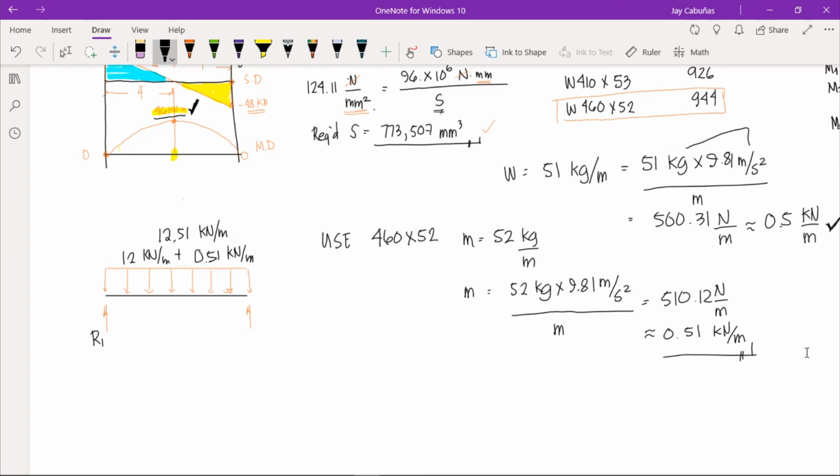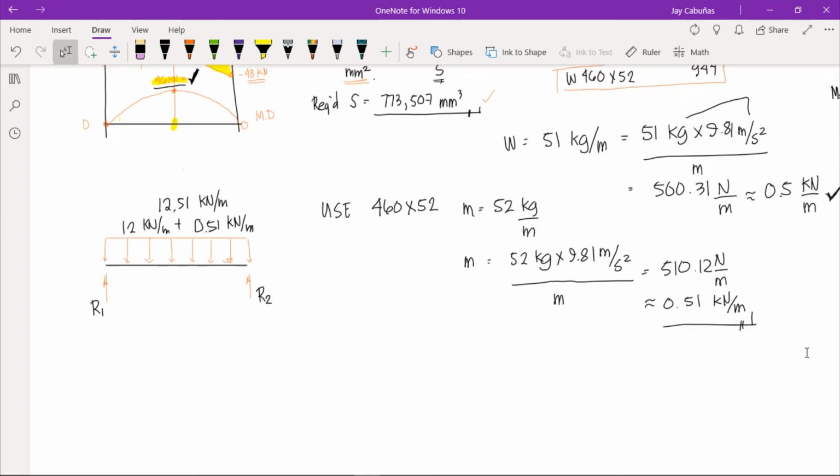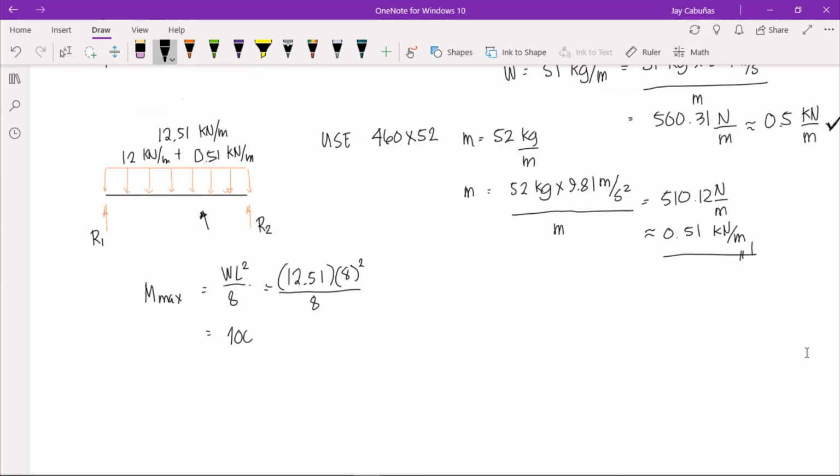So we have R1 and R2, and we go directly with the formula to find the maximum moment. The maximum moment is equal to WL squared over 8. Again, this is only applicable to this type of loading, in which we only have a uniformly distributed load throughout the simply supported beam. Our W here is 12.51. Our length here is 8, that's the length of the beam. 8 squared over 8. So we have 100.08 kilonewton meters. That would be our new maximum moment.